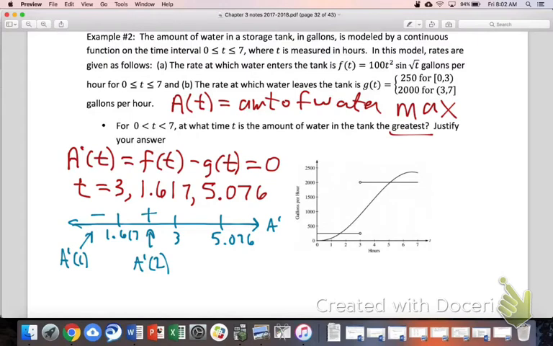So at this point, can't we eliminate 1.617 from our discussion? Because at 1.617, A prime goes from negative to positive. Therefore, A goes from decreasing to increasing. Therefore, that's a minimum, isn't it? That's a relative minimum, which could not possibly be the maximum. Right now, it's looking like 3 is pretty good, right? Because to the left of 3, A prime is positive, and to the right, A prime is negative, that's going to be our most likely candidate.